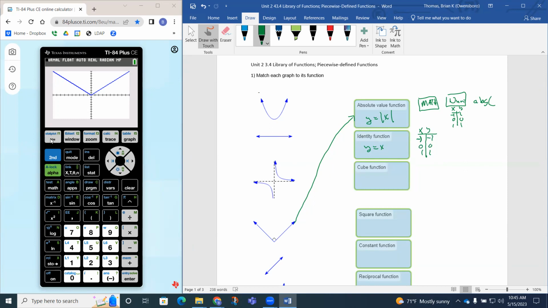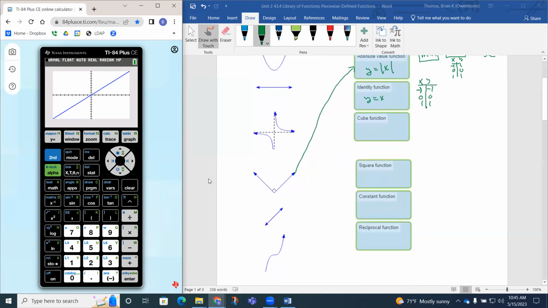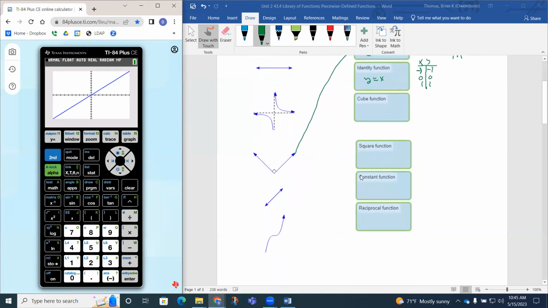So if I use the graphing key y equals and clear that off and put just an x in, if I graph it, notice that we just have a line that goes across there with a positive slope. So notice how this graph here would be the identity function.